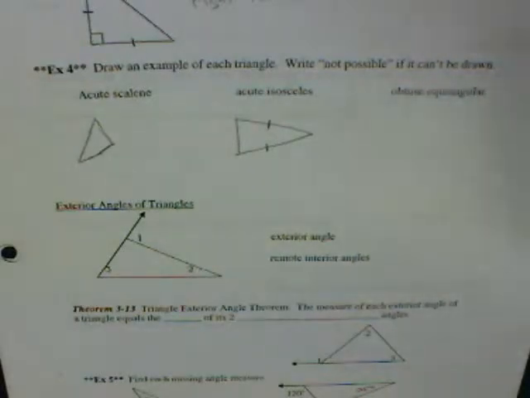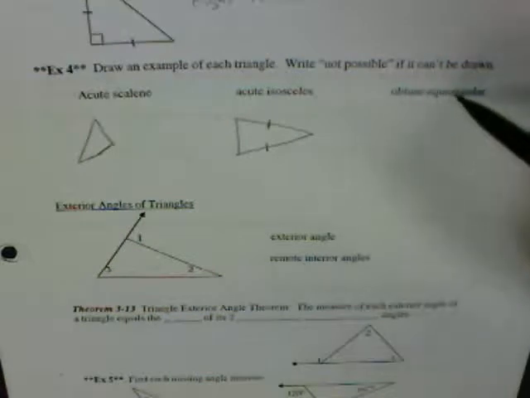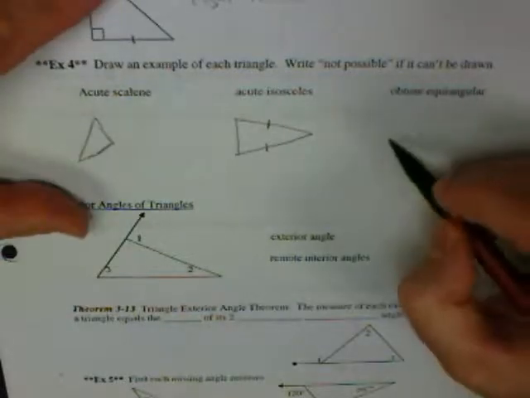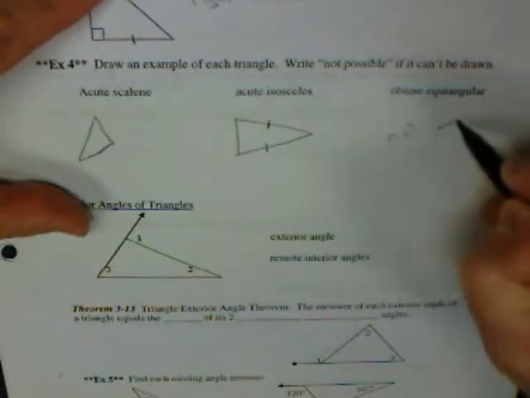For the last one here, obtuse equiangular. Obtuse means it needs to have one obtuse angle. And equiangular says it has to have three equal angles. Well, obtuse is bigger than 90, and if you try to add three equal angles that are bigger than 90, you're going to get something that's way bigger than 180 degrees. So this one right here is not possible. Even if you draw a really small obtuse angle like 91 degrees, and you have to do that 3 times because they all have to be equal angles, so it'd be 91, 91, and 91, you'd already be way over 180. In fact, you'd be over 270. So the last one there is not possible.